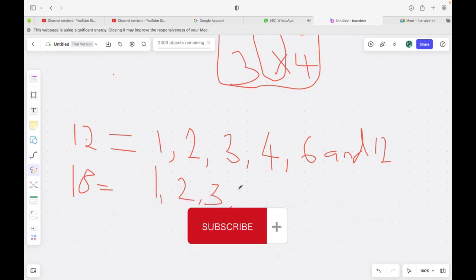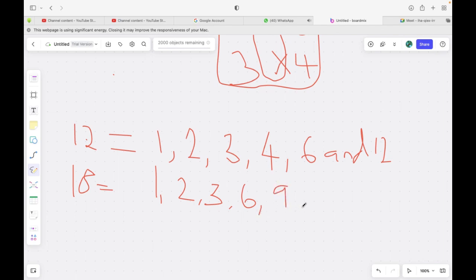4 cannot, 5 cannot, yes, 6. The next one is 6. 6 is a factor. The next one is what? 9. 9 is a factor of 18. After you get 9, that is halfway. Once you get to halfway, the next factor will be 18 itself, right?